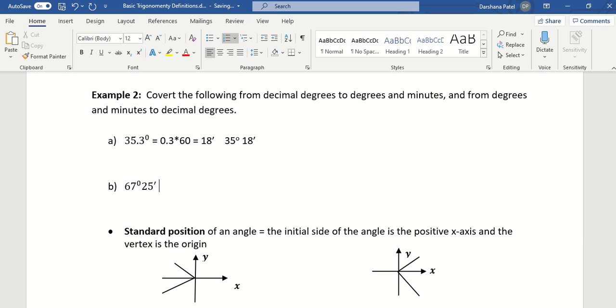For the second one here then, we are given degree minutes and we want to convert into decimal degrees. So what we can do here is we can say 25 divided by 60, which will give us roughly 0.4166666. So the answer we will have here is 67 degrees and 41.666 minutes. So basically it will be 67 plus 0.41666. So we can say we will have 67.417, roughly that many degrees.